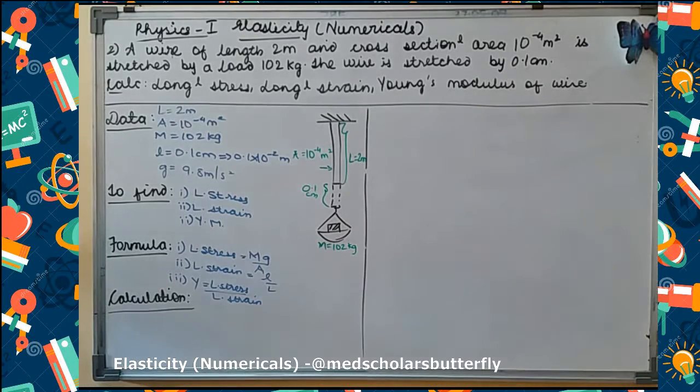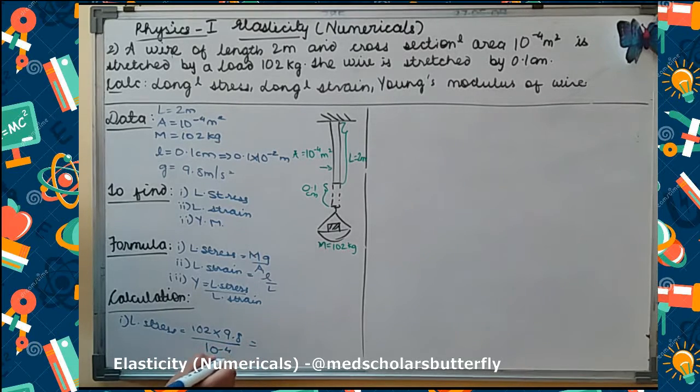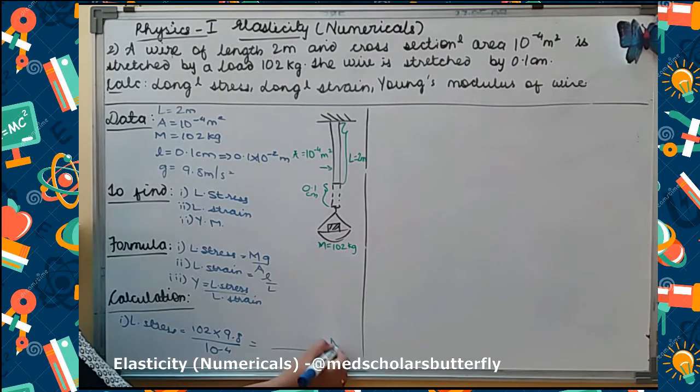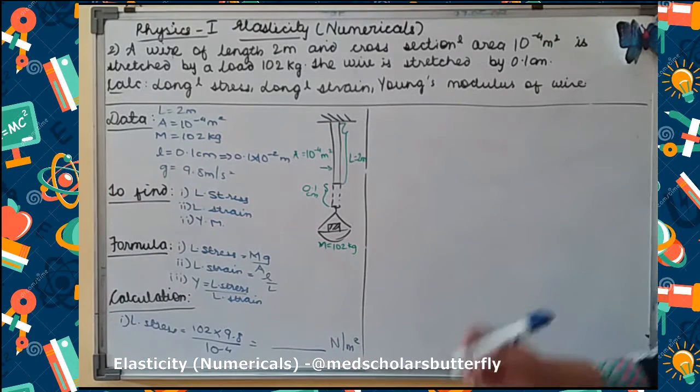Let us begin our calculation. First part. For longitudinal stress, what is the weight given to us? 102. What is g? 9.8 upon what is A? 10 raised to minus 4. Just solve it. You will get the answer in Newton per meter square.